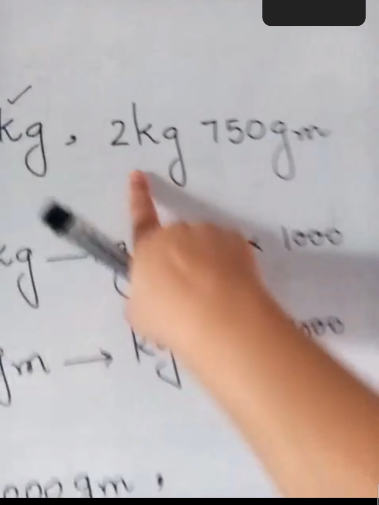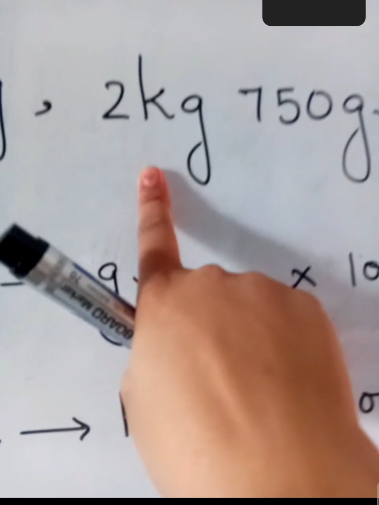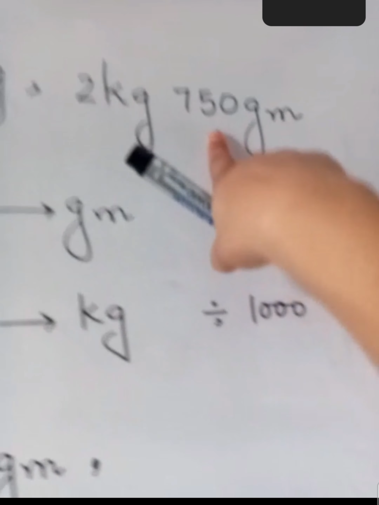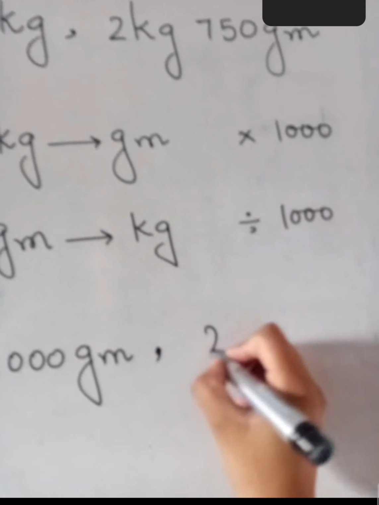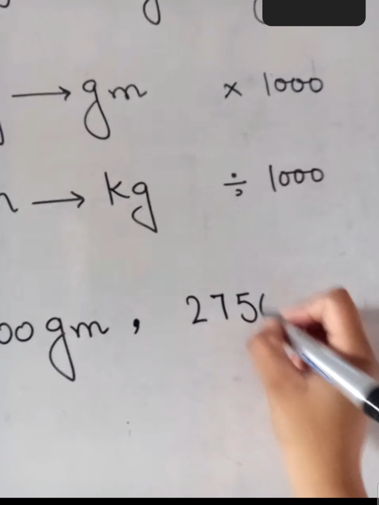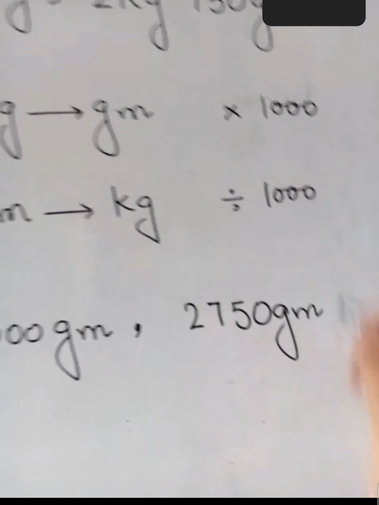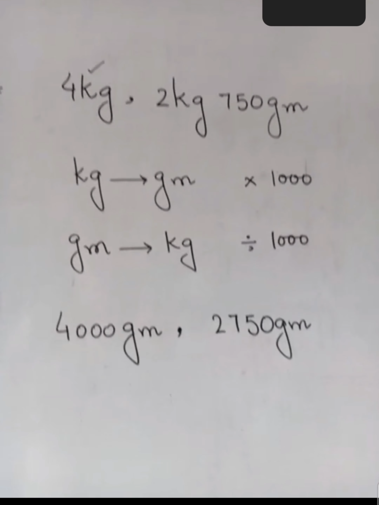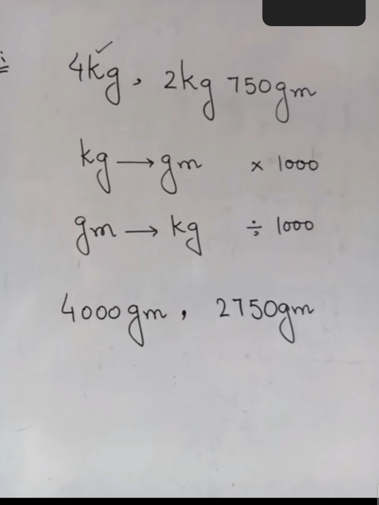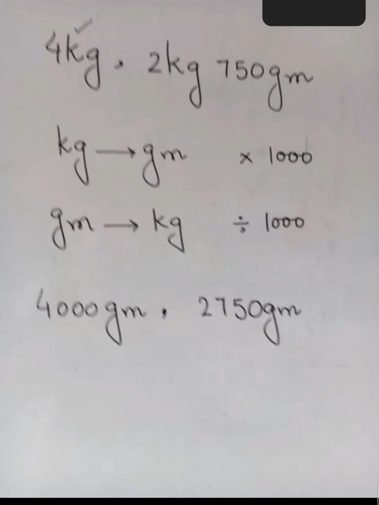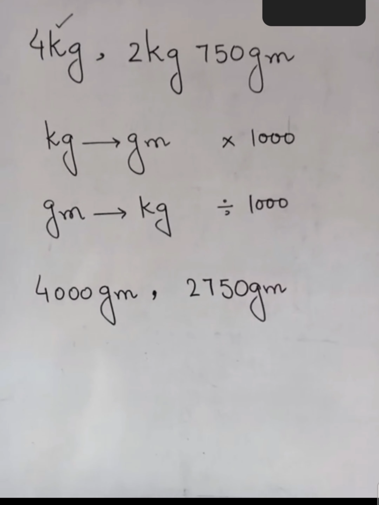And the other term is 2 kg. 2 kg means 2000 grams. 2000 grams plus 750 grams, so it will be 2750 grams. Is it clear? Yes, ma'am. Now can you solve it further? Yes, ma'am. Okay. Now check parts 4, 5, 6, 7.